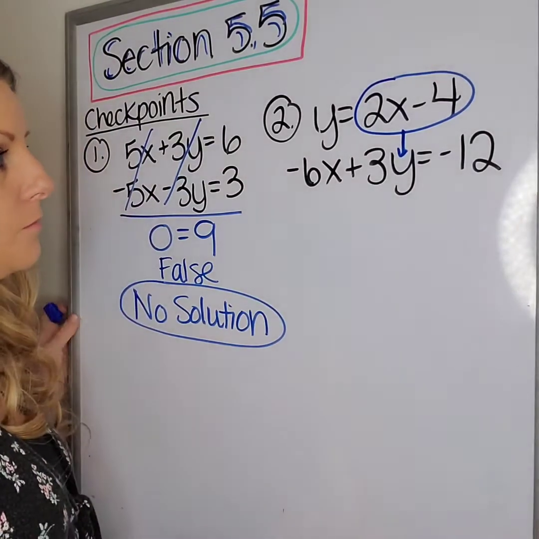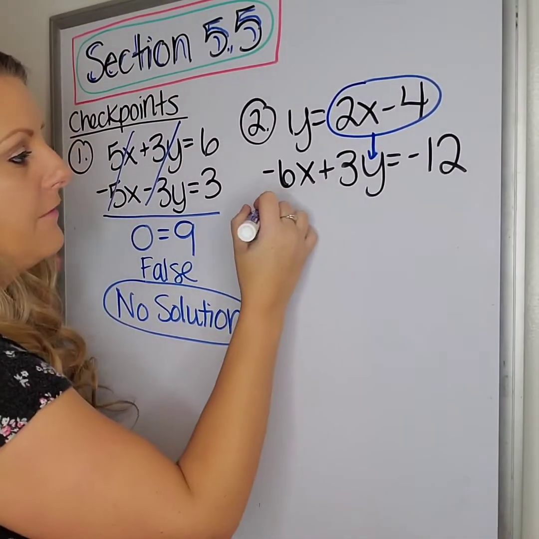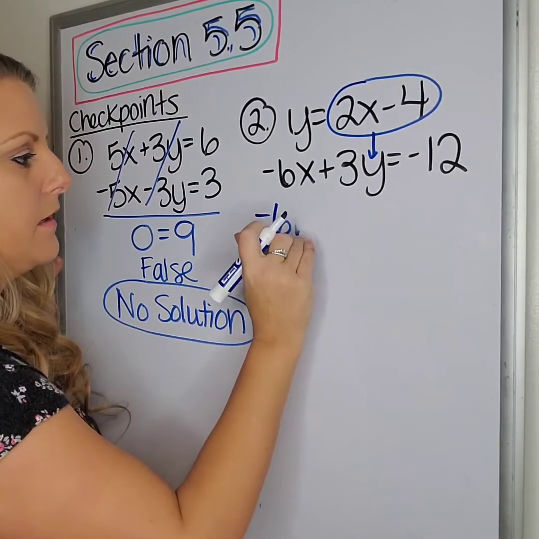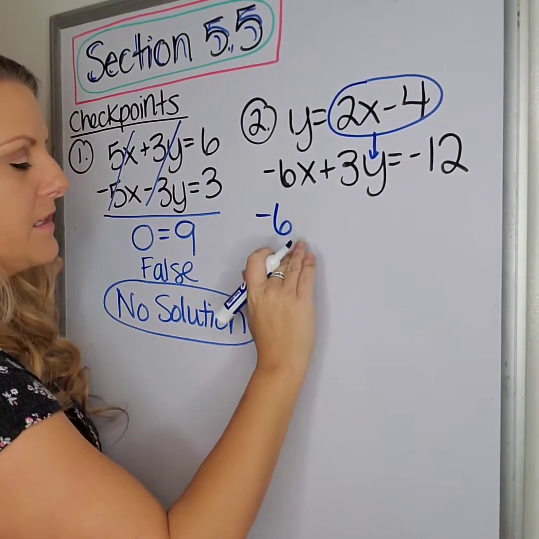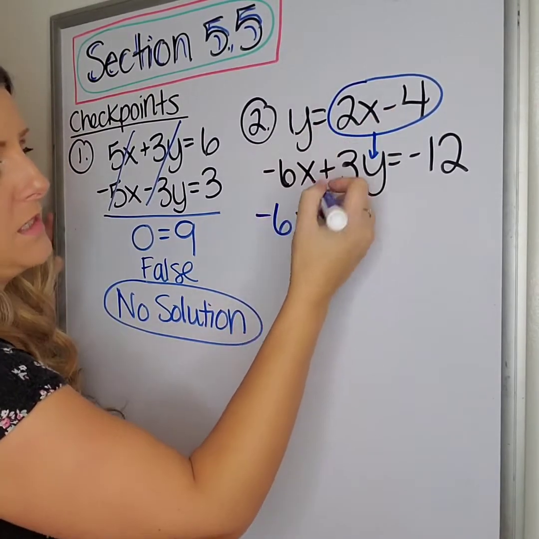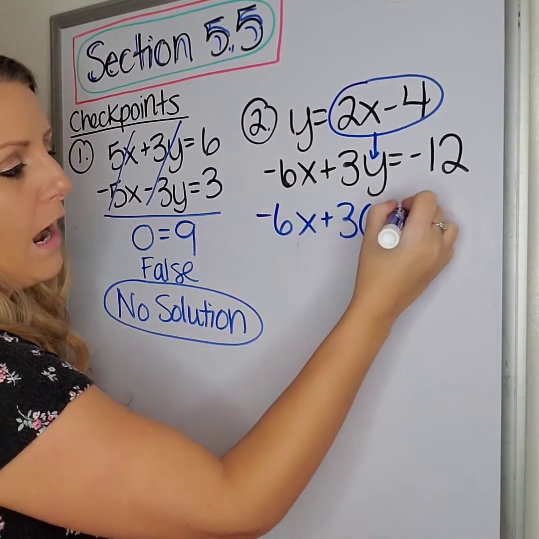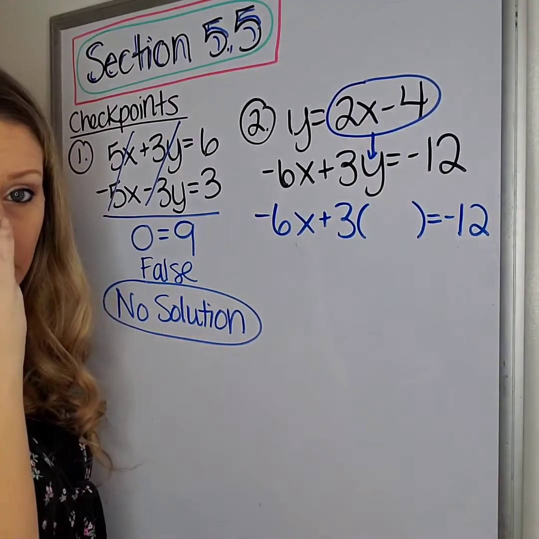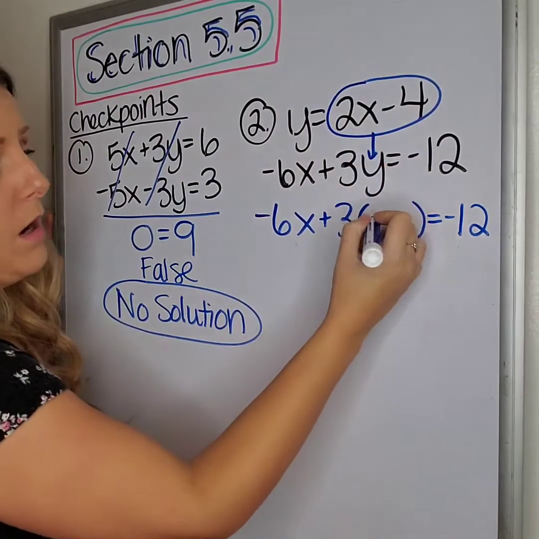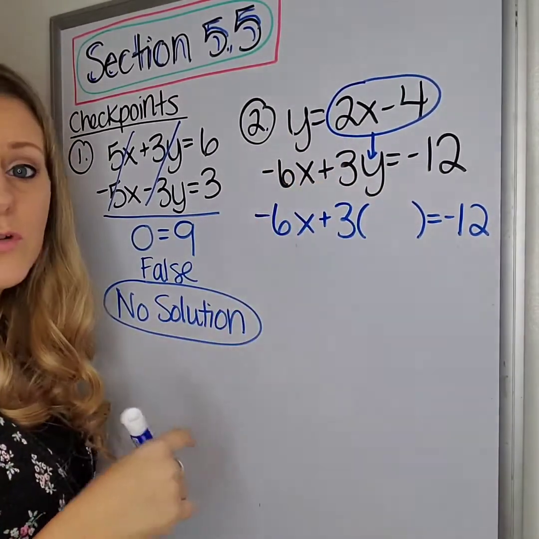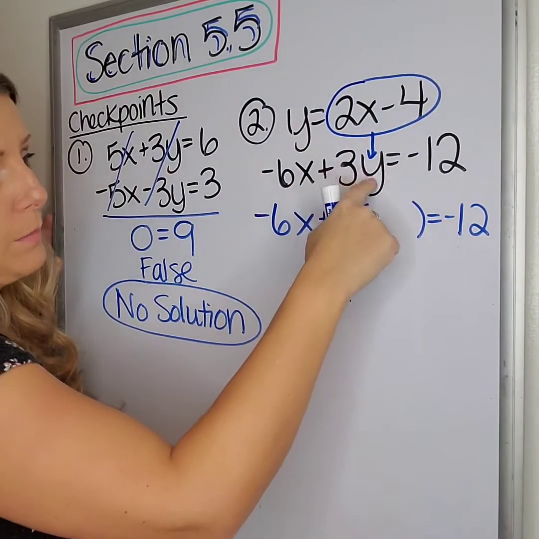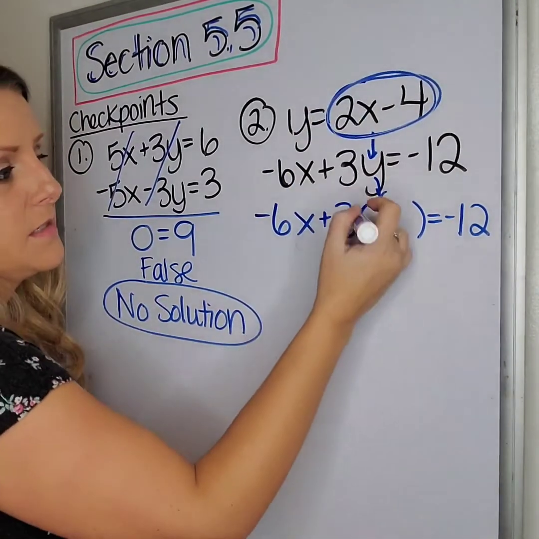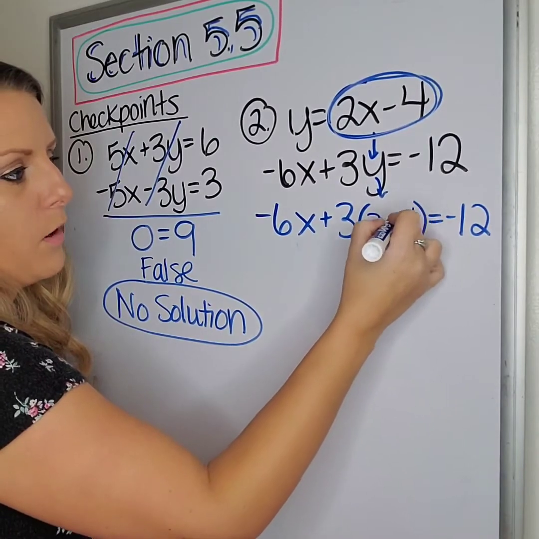Okay, so I've got negative 6x, negative 6x. I'm not plugging in for x, I'm plugging in for y, because y is what this is equal to. So the y is going to get the blank, equals negative 12. Okay, so now in that blank, you're going to put what y is equal to. So you're substituting for y. So replace the y, and where the y was, you're going to put all of this, 2x minus 4.